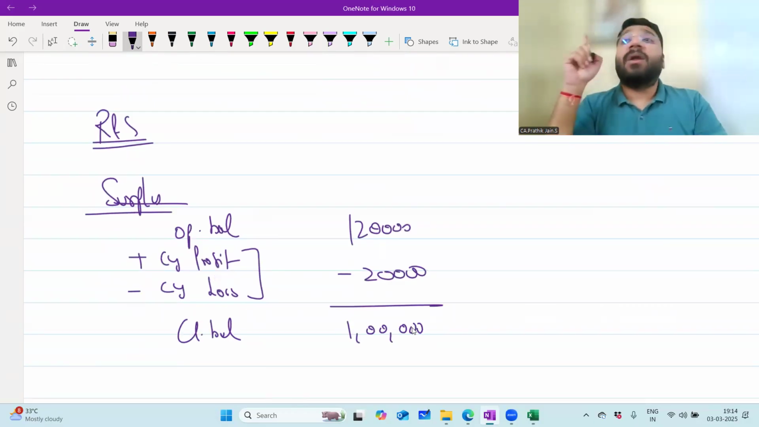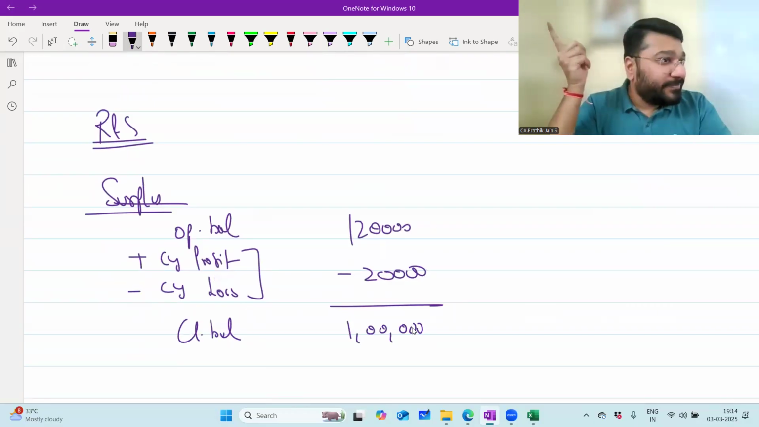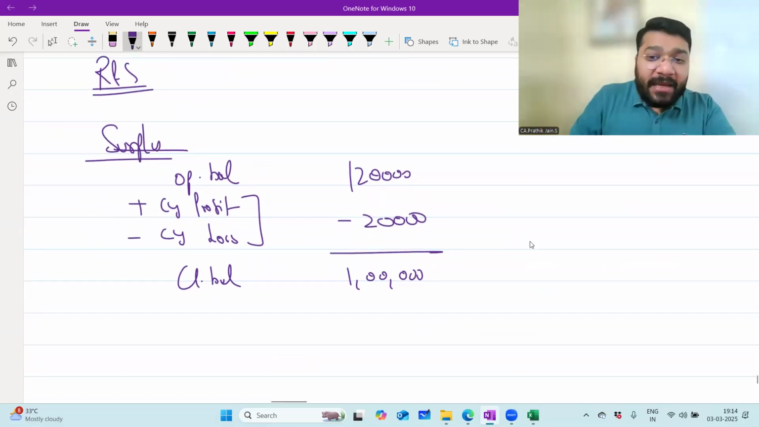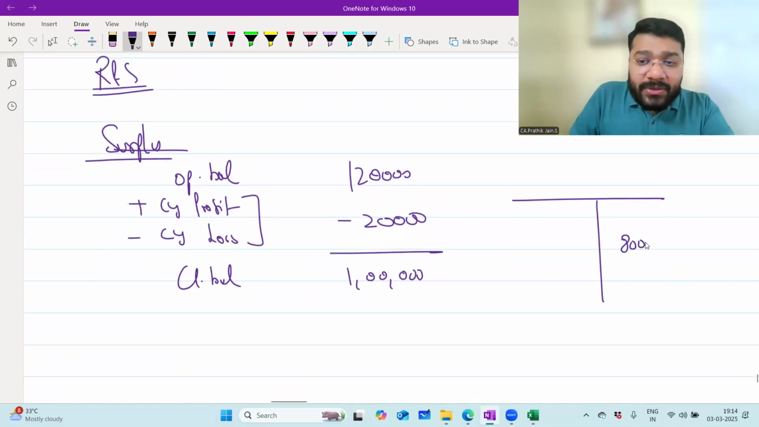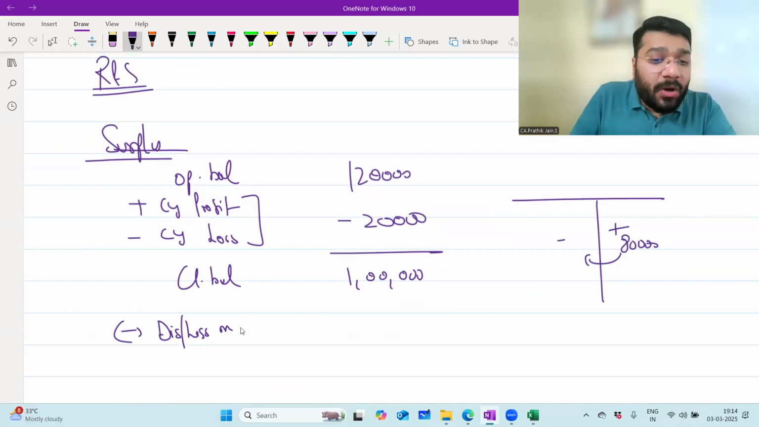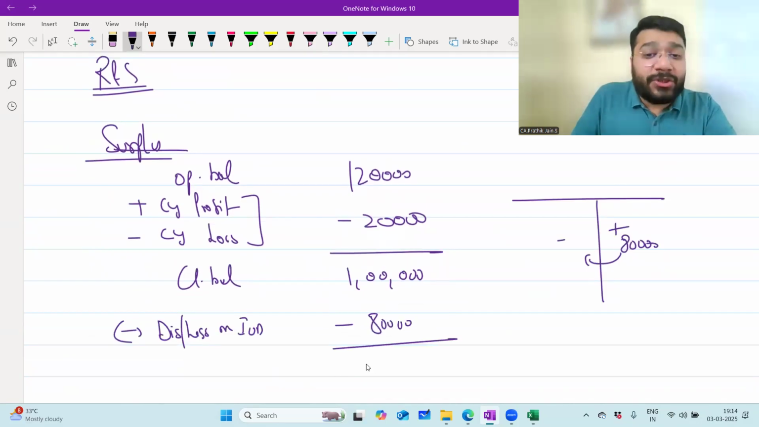Now there is one 80,000 loss sitting on the asset side. What am I doing? I'm just trying to regroup it to the current year. So when I bring the 80,000 from the asset side to the liability side, this plus 80,000, when it comes to the other side, becomes minus 80,000. So minus discount or loss on issue of debenture 80,000. Balance is how much? 20,000.